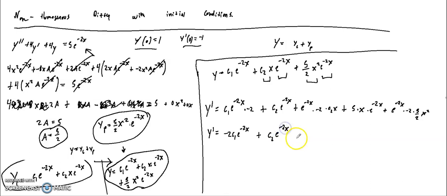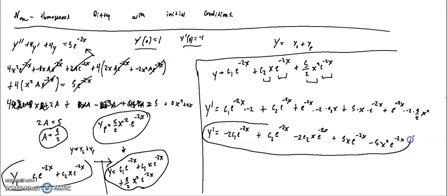We get y prime equals C2 e to the negative 2x minus 2 C2 x e to the negative 2x plus 5x e to the negative 2x minus 5x squared e to the negative 2x. So this is our derivative of the final equation. And now we're getting pretty close. We just need to plug in our initial conditions. y of 0 equals 1, y prime of 0 equals negative 1.